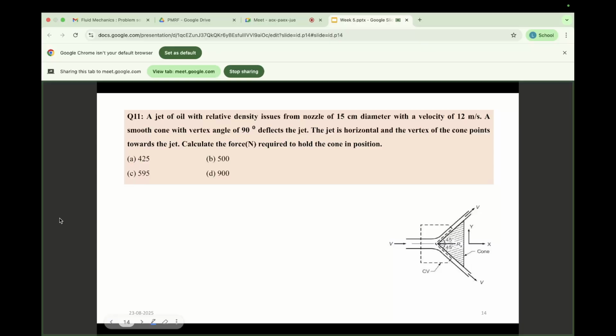So how will you solve this one? Already the figure is given. Velocity is given, diameter is given, and figure is given. So you have two options: either the energy equation, or the continuity equation and momentum equation. Since no details about pressure are given, energy equation is not required here, right? So use these two equations, continuity equation and momentum equation, to solve this one.